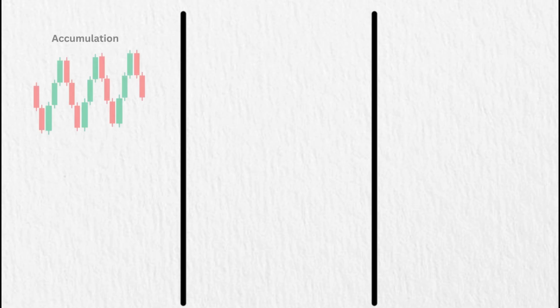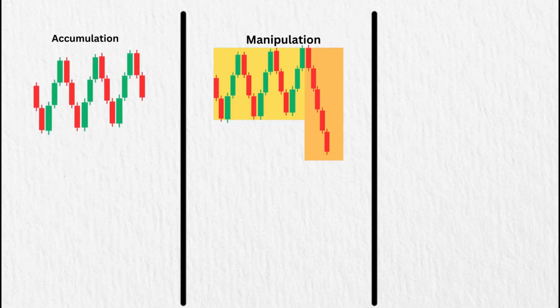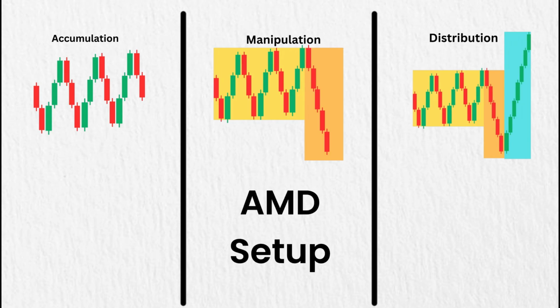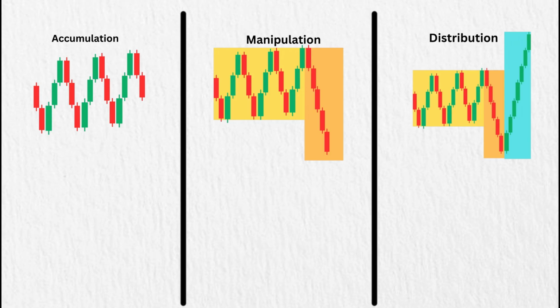The word ICT Power of Three is basically derived from three main concepts: one, accumulation, two, manipulation, three, distribution. ICT Power of Three concept is also known as AMD setup because of the three main concepts: accumulation, manipulation, and distribution. Now let's understand, what does it mean by accumulation, manipulation, and distribution?